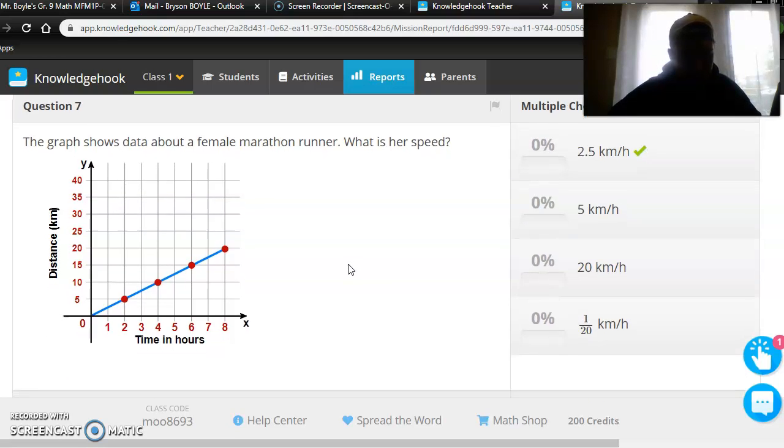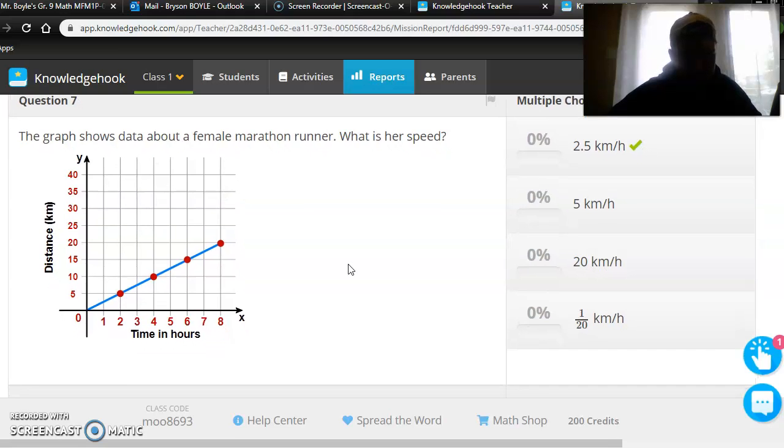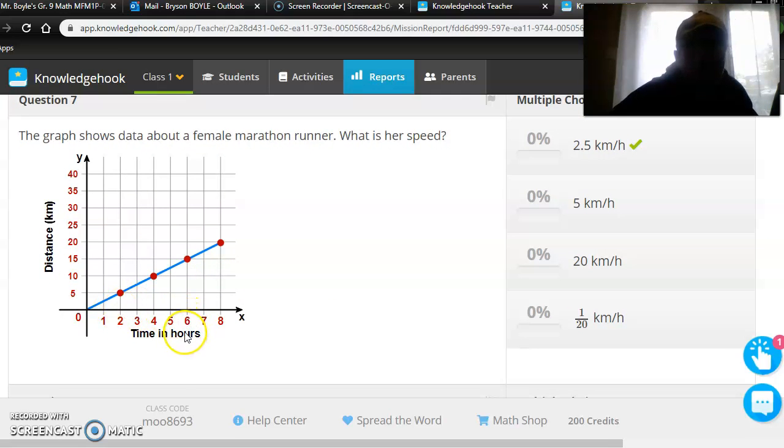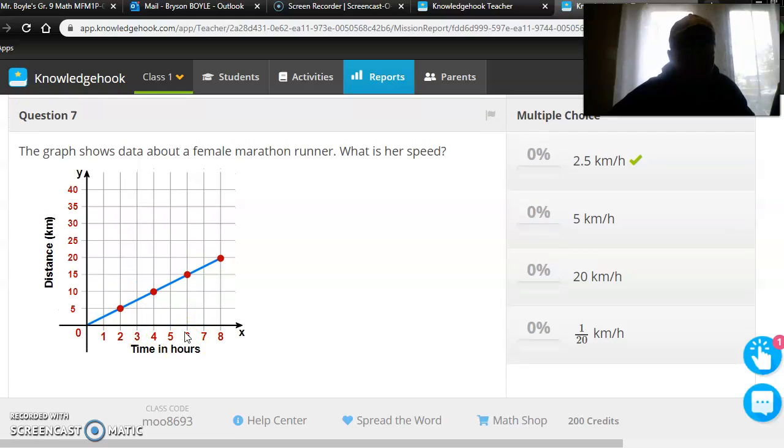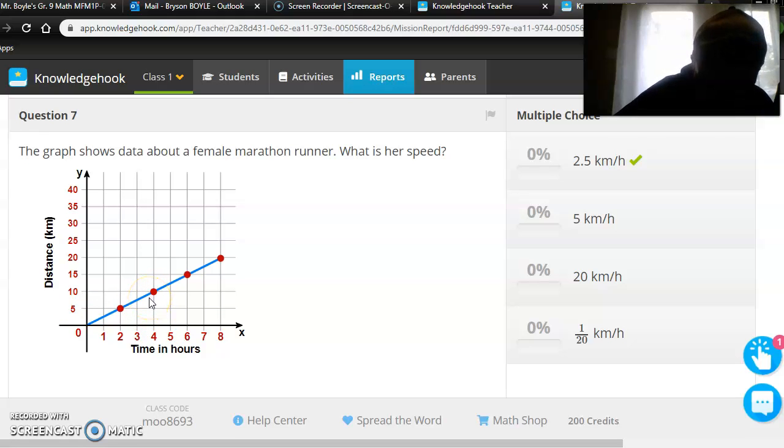These graphs, you also have to calculate rate of change, but you can do that just by looking at the graph, right? So for example, let's do this one together. The graph shows data about a female marathon runner. What is her speed? Well, after 2 hours, she ran 5 kilometers. After 4, she ran 10. So she's moving every 2 hours, 5 kilometers. So how far is she moving every hour? Well, 5 divided by 2 is 2.5. Every 1 hour, she's moving 2.5 kilometers. So that's our answer right there.